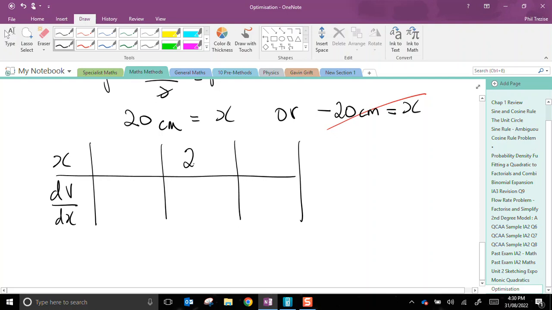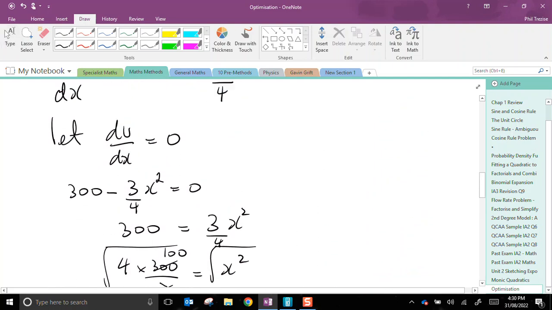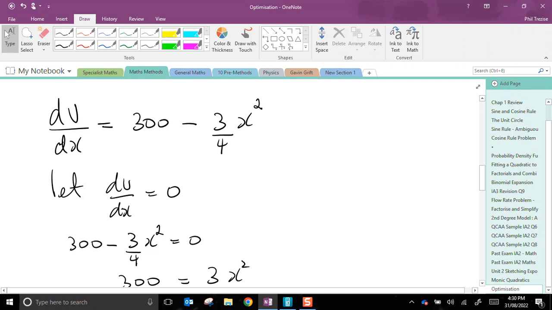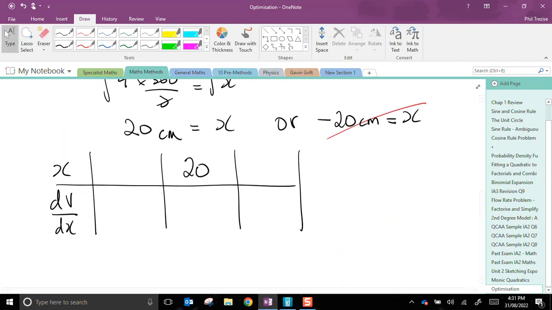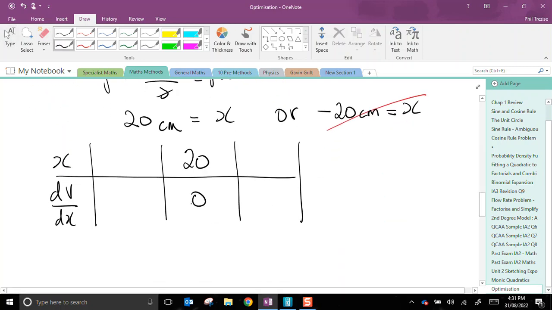Now we think 20 is the critical value, and if we were to substitute, there's my derivative. If we were to substitute 20 in at this point, we should get 0, shouldn't we? Let's just do it in our head. 20 squared is 400, divide by 4 is 100, 3 times 100 is 300, 300 take 300, yes, that's definitely 0. So I'll get a 0.